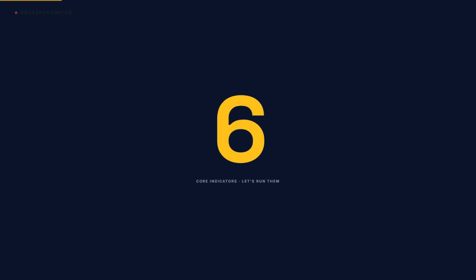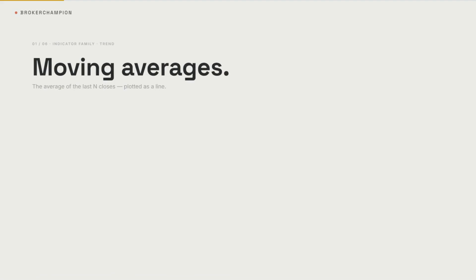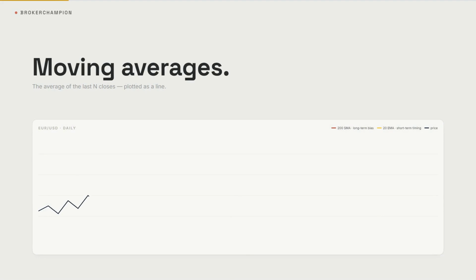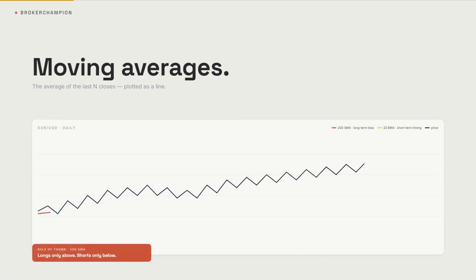Let's run the 6. Moving averages. The simplest trend indicator there is. The average of the last N closing prices plotted as a line. The 200 SMA defines long-term bias. Rule of thumb, only consider longs above it, only consider shorts below.